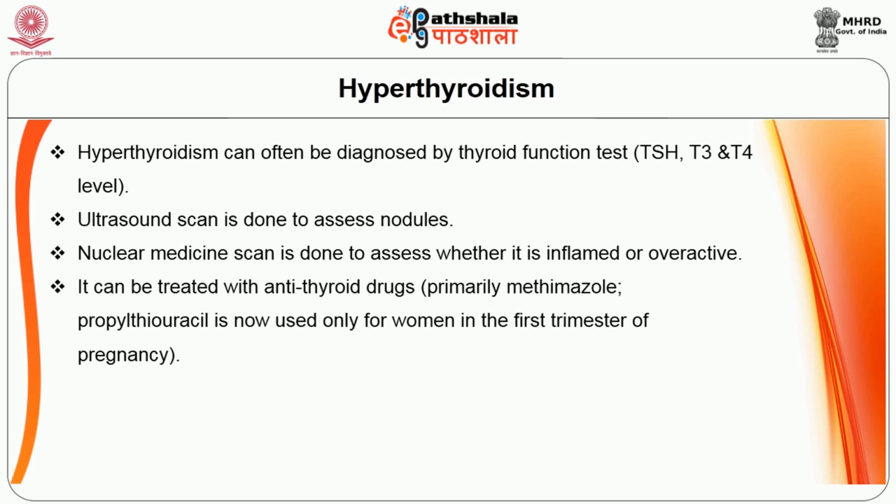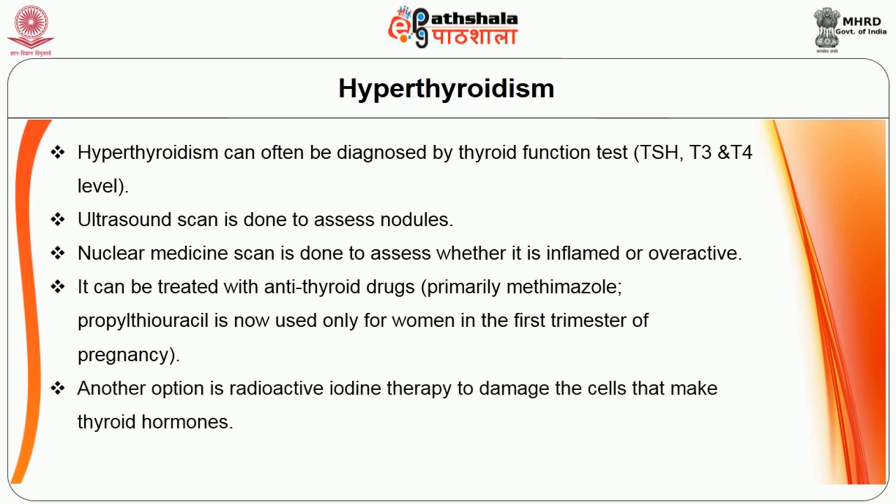It can be treated with antithyroid drugs. The most commonly used drug is methimazole, and the drug propylthiouracil is used in women in the first trimester of pregnancy. Another option is radioactive iodine therapy to damage the cells that make thyroid hormones. In rare cases, surgery, either a part or the entire thyroid gland, is done.